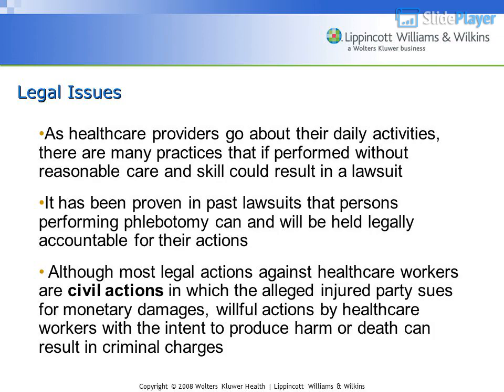As healthcare providers go about their daily activities, there are many practices that, if performed without reasonable care and skill, could result in a lawsuit. It has been proven in past lawsuits that persons performing phlebotomy can and will be held legally accountable for their actions. Although most legal actions against healthcare workers are civil actions in which the alleged injured party sues for monetary damages, willful actions by healthcare workers with the intent to produce harm or death can result in criminal charges.